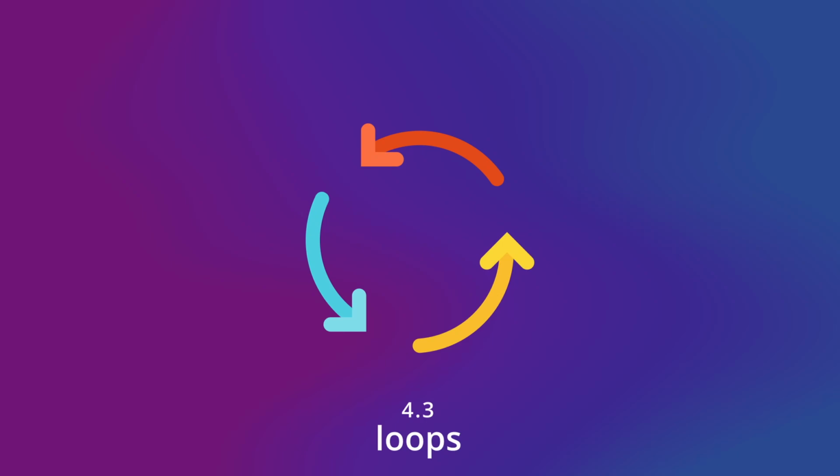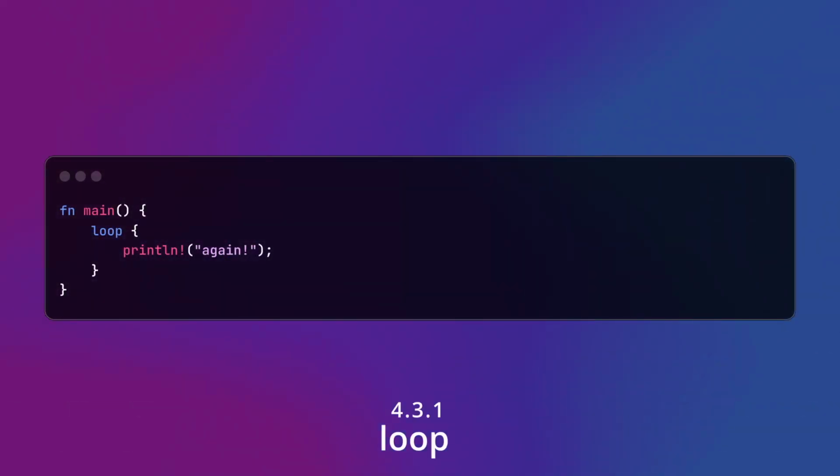Loops are used to execute a set of code multiple times. In Rust, we have 3 types of loops. First up, we have loops declared using the loop keyword. These are the most basic loops in Rust. In this example, we can see that we are using the loop keyword to simply repeat this print line again and again.